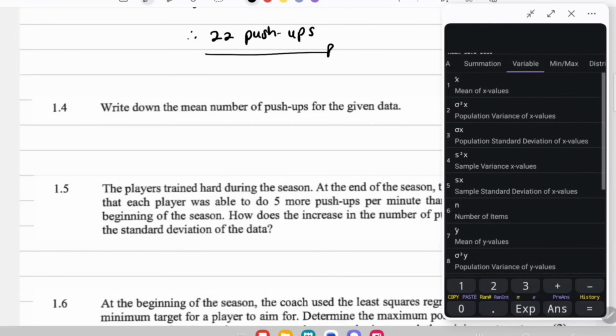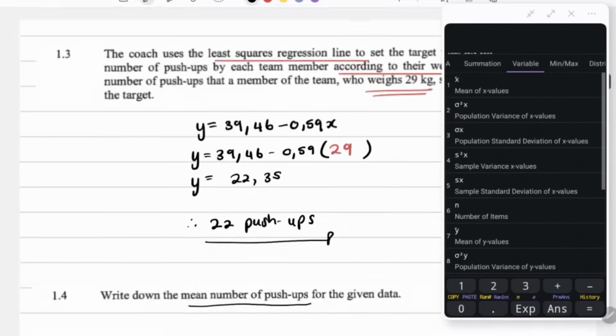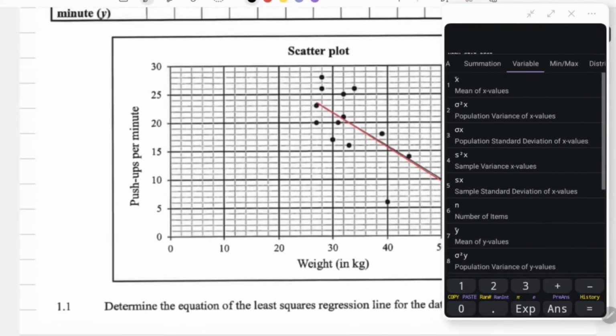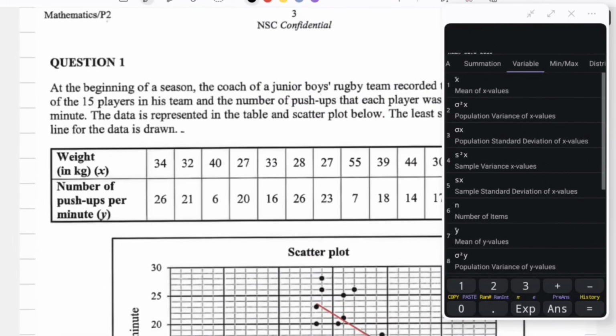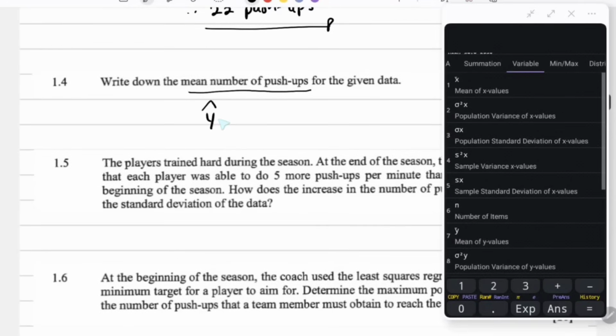And then we need to look for the mean number of push-ups. So think about what push-ups are represented. Were those your X values or your Y values? The push-ups represented your Y values. So we're specifically looking for the mean of the Y values. Just make sure that it is that symbol and not the one with a cap on top of it. It's this one with a line on top.